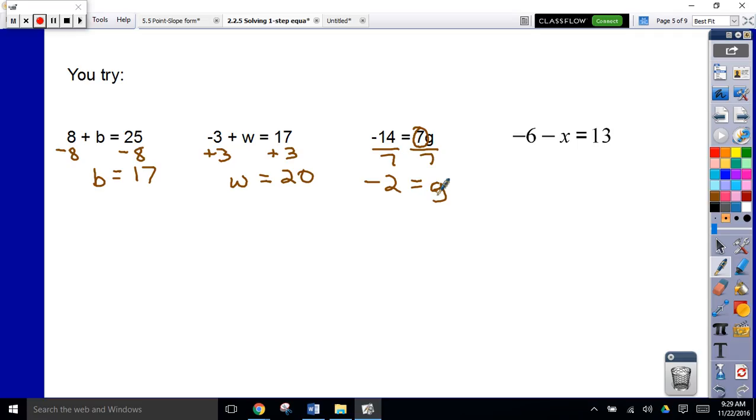Wait, I have a question. Okay, wait, back to the other question. How does that be a positive 7? We're dividing by the positive 7 that's in front of the G. So we're dividing by positive 7. Can we write that the other way? Yes, if you wrote G equals negative 2, that's fine also.